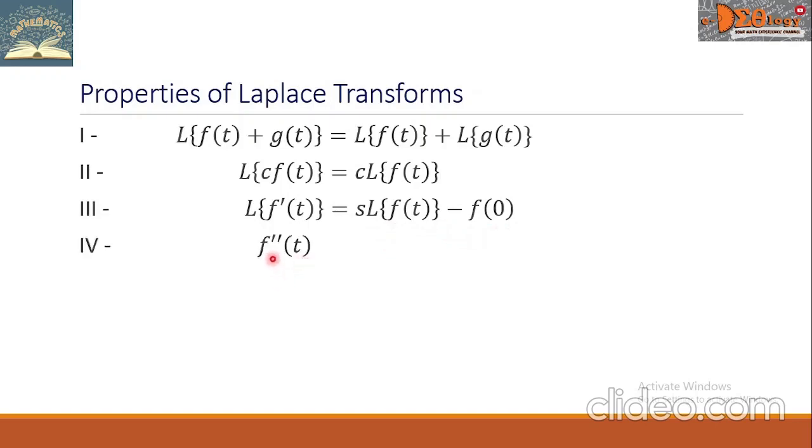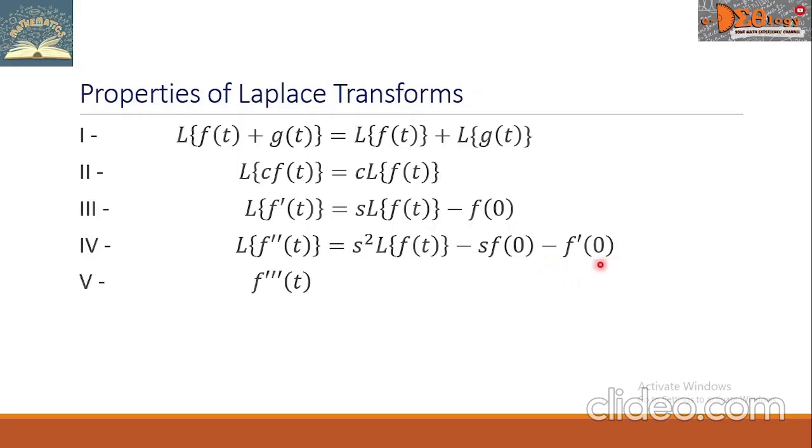Fourth is the second derivative with respect to t, and we want to take the Laplace transform. This is equal to s squared times Laplace transform of f of t minus s times f of 0 minus f prime of 0.